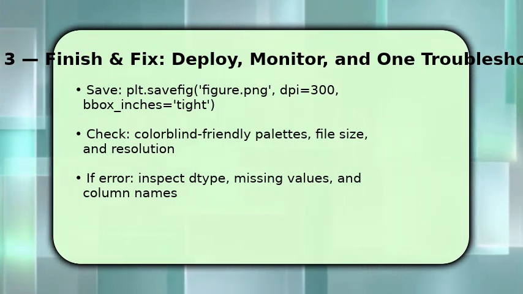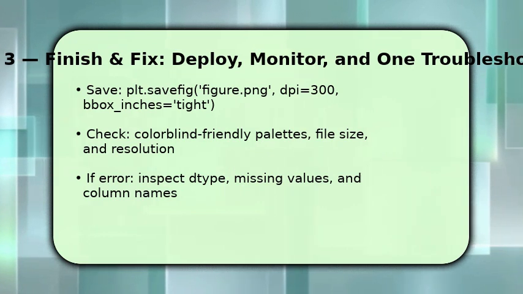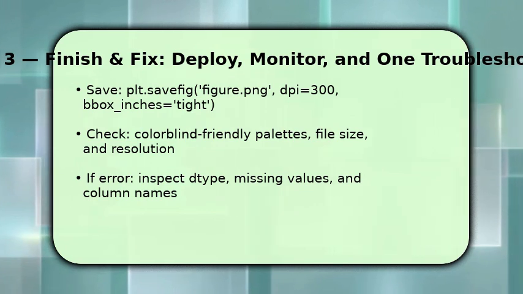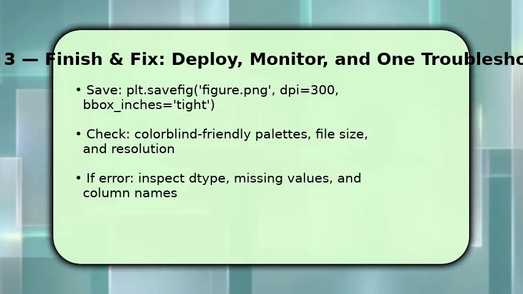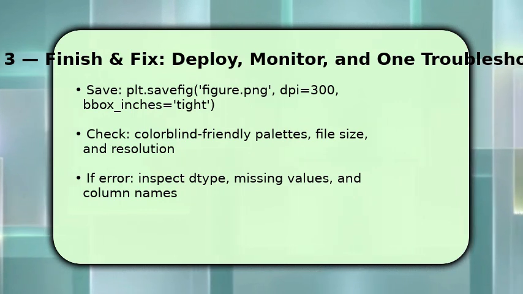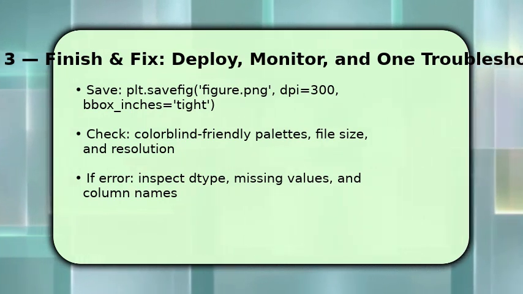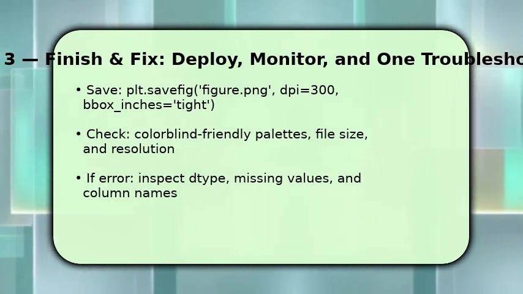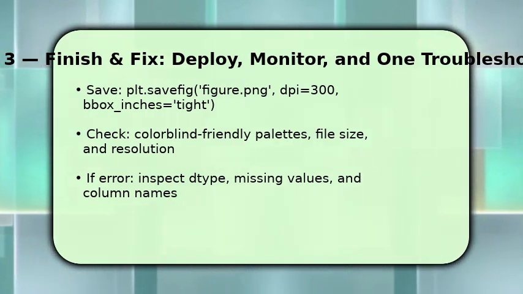If something goes wrong, first inspect data types and missing values, then verify column names and axis mappings. Those are the most common issues. If plotting hangs or crashes, reduce data size or sample with df.sample 1000. Finally, rerun the script and confirm the final image matches your intent.